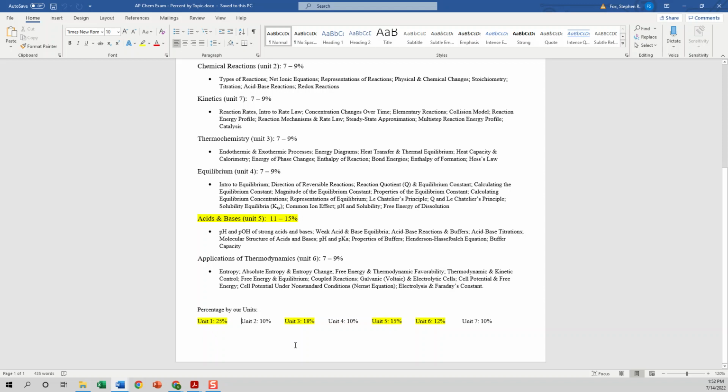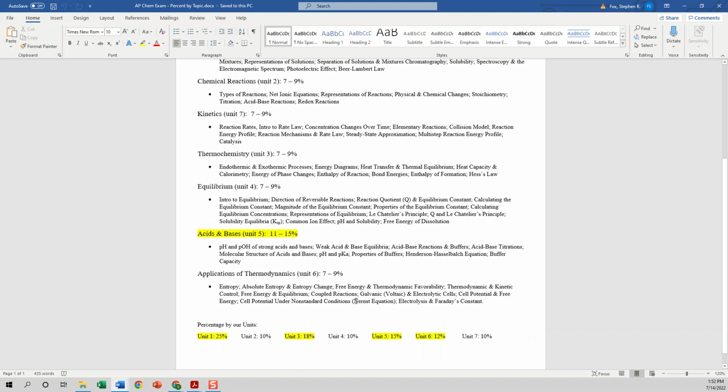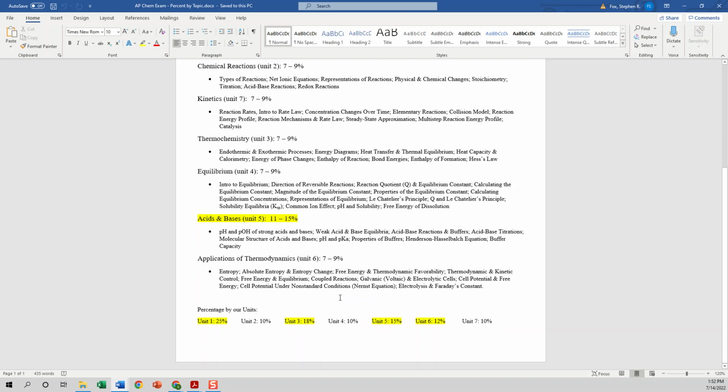So as we go through the test, as we go through the questions, you're going to notice there's a lot of visible learning objectives from Unit 1 and a lot of visible learning objectives from Unit 5 and a lot from Unit 3, because those are kind of the real important units that get hammered on the AP exam. And we'll explore this document later as we start to review for the AP exam down the road as we get closer to next May.